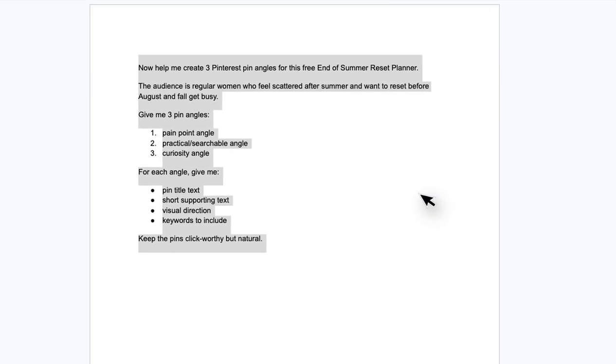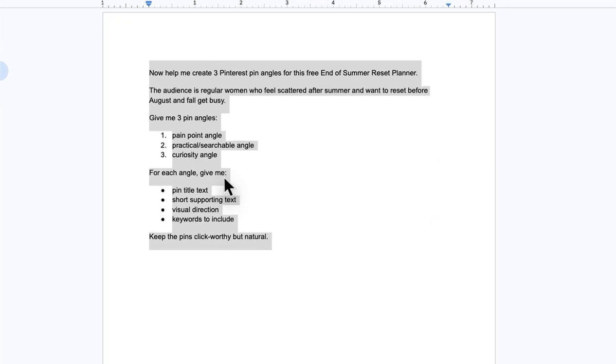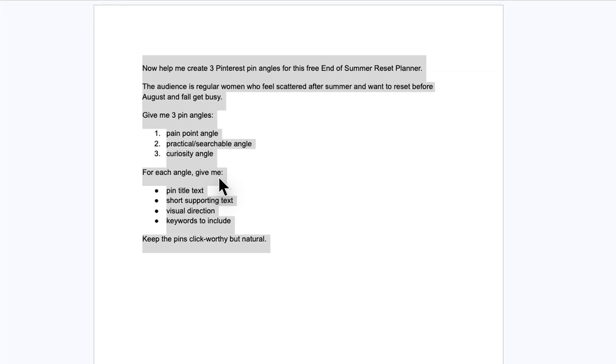So now we're going to go back into ChatGPT, but first I have another prompt for you. Now we're going to create 3 Pinterest pin angles. I want 3 different angles because not everyone clicks for the same reason. Some people click because they feel the problem. Some people click because the pin is practical and searchable. And some people click because they are curious. This gives me 3 different ways to promote the same planner.